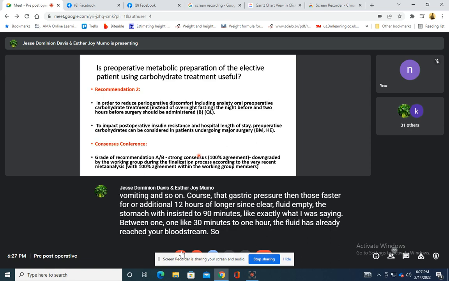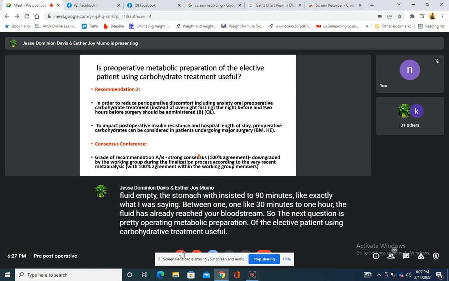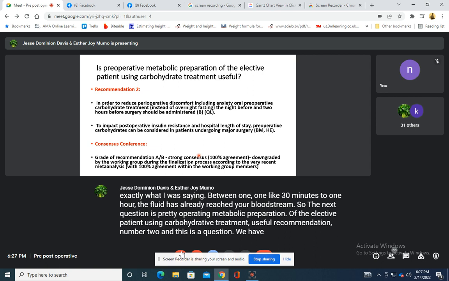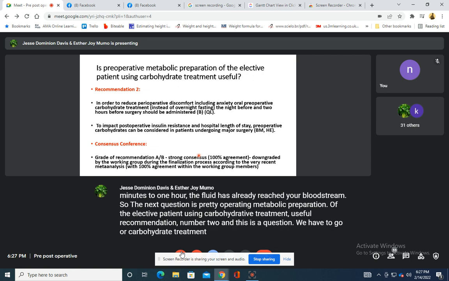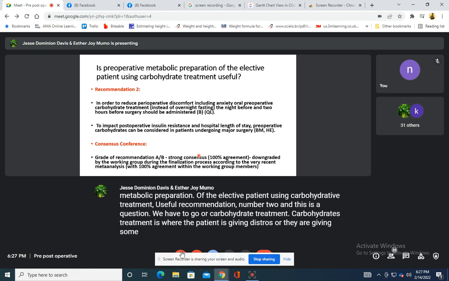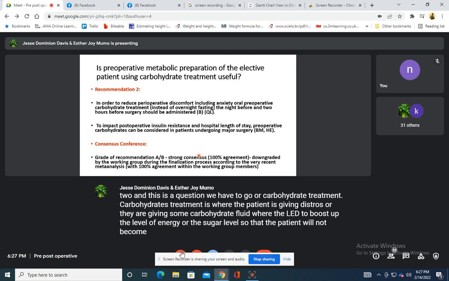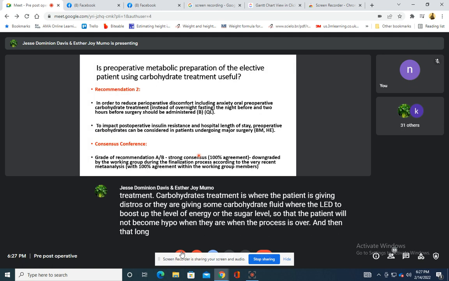The next question is: is pre-operative metabolic preparation of the elective patient using carbohydrate treatment useful? Recommendation number two. Now, this is a question. We have something called carbohydrate treatment. Carbohydrate treatment is where the patient is given dextrose or some carbohydrate fluid to boost up the level of energy or the sugar level, so that the patient will not become hypoglycemic when the procedure is over and then the long time of fasting after the procedure.